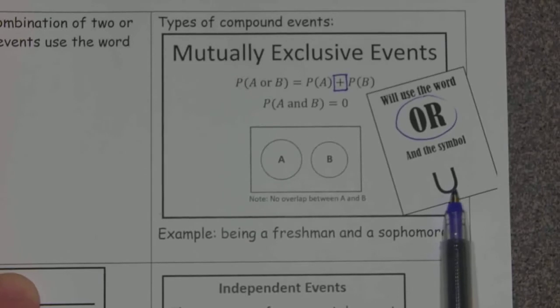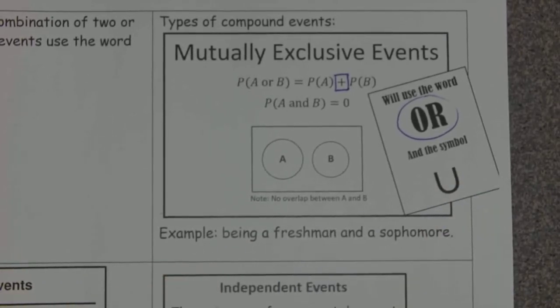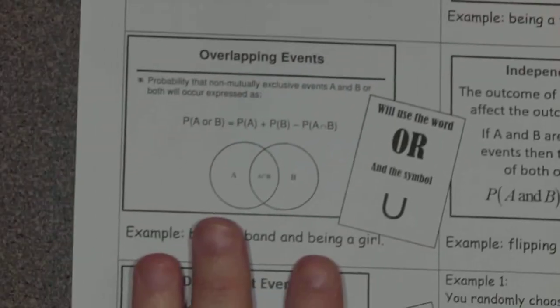Mutually exclusive actually means that two things can't happen at once. So here's an example: being a freshman and a sophomore. Can you be both of those at one time? They will never overlap each other, right? So those are called mutually exclusive. So that's one kind of probability we're going to find today, okay?